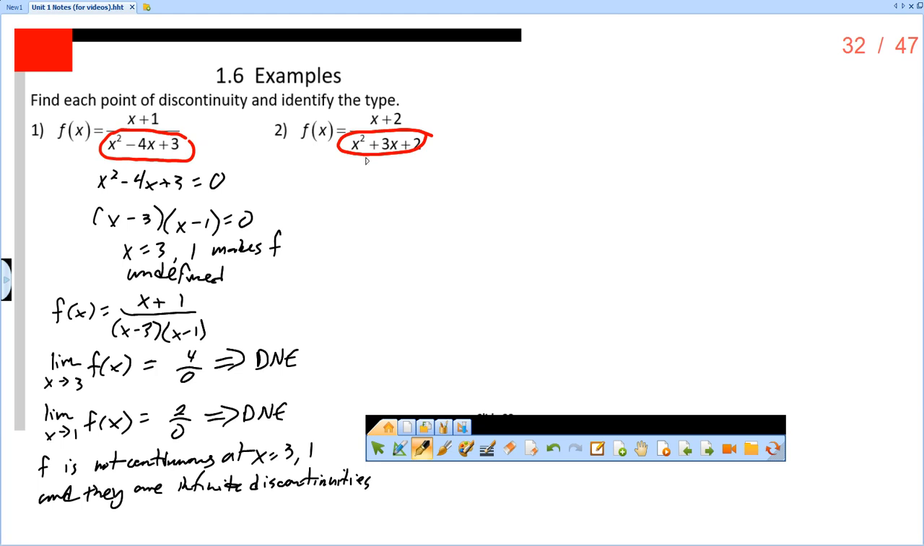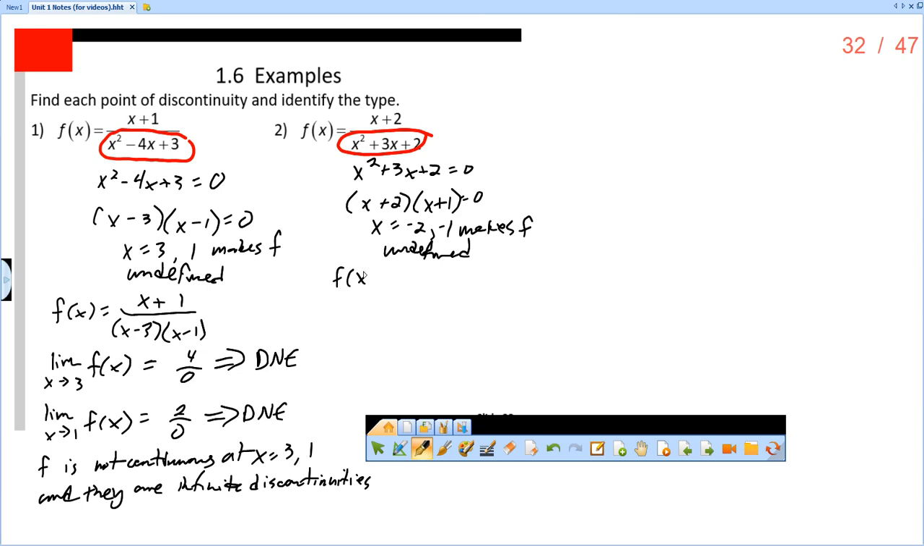All right, so what about number 2? Same thing. I'm going to set x squared plus 3x plus 2 equal to 0. When I do this, I can factor and get x plus 2, x plus 1. That means x equals negative 2 and x equals negative 1 are going to be discontinuities. So we can say x equals negative 2 and negative 1 makes f undefined, just like the last one.